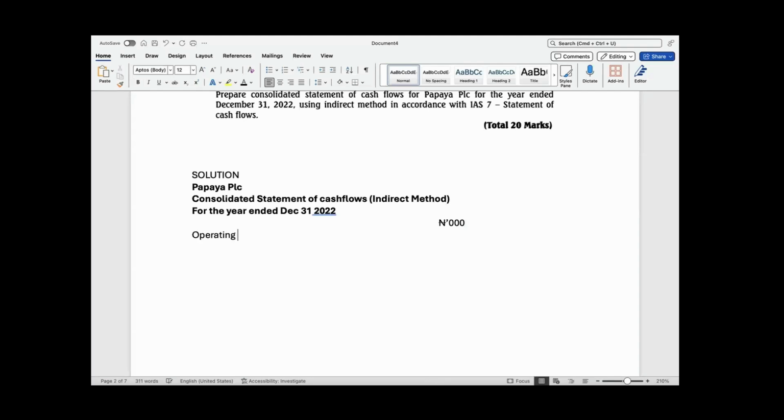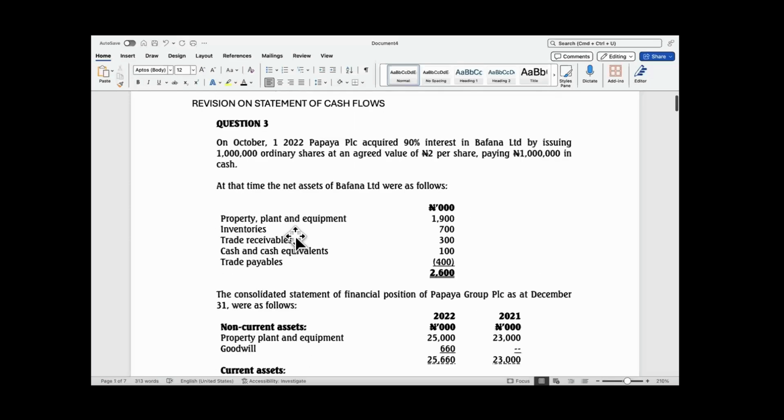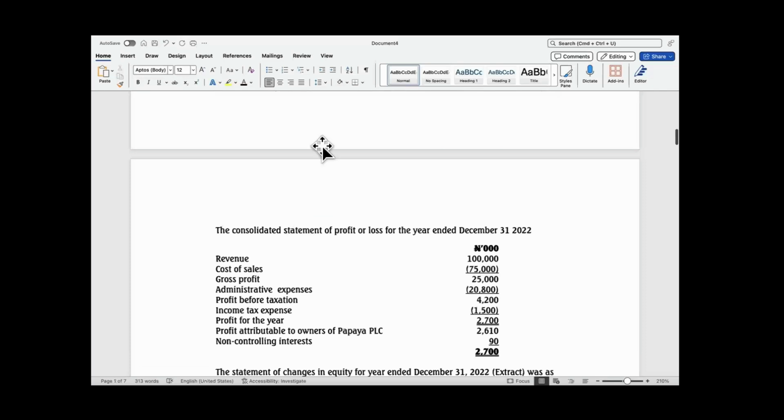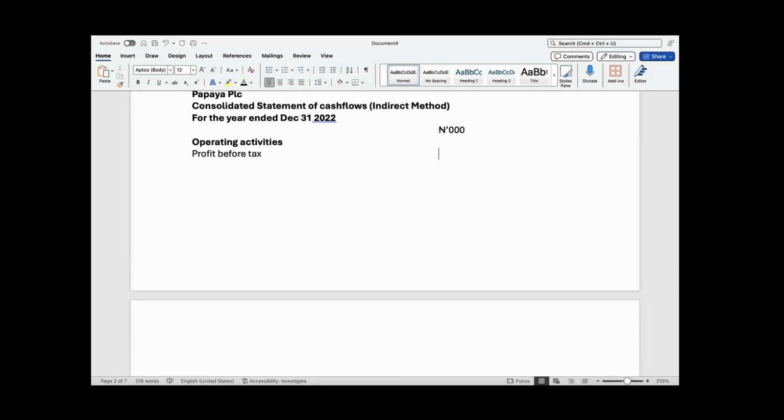So let's go to the business of the day. Operating activities. For my operating activities, I will just go to my P&L. Usually you start from PBT, profit before tax. Then you adjust that for non-cash items. That's also very easy. So what's my profit before tax? That's 4,200 as given in the question.